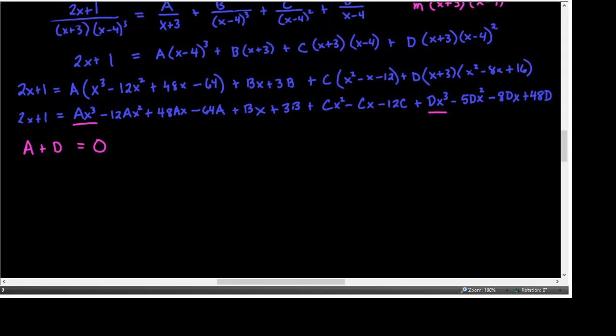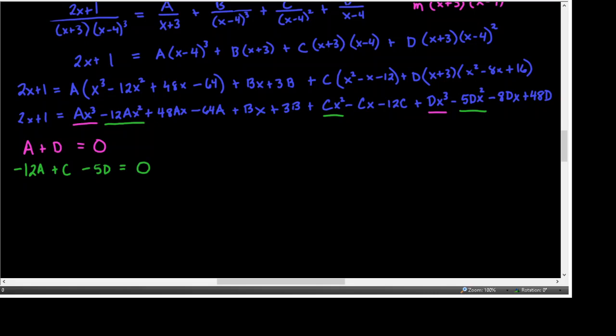Okay. Now, next highest power, let's look for all of the x squared terms. So that's negative 12a x squared, plus c x squared, minus 5d. That's all the x squared. That has to equal the coefficient of x squared on the left side of the equation. Since there isn't one of those, its coefficient must be 0.